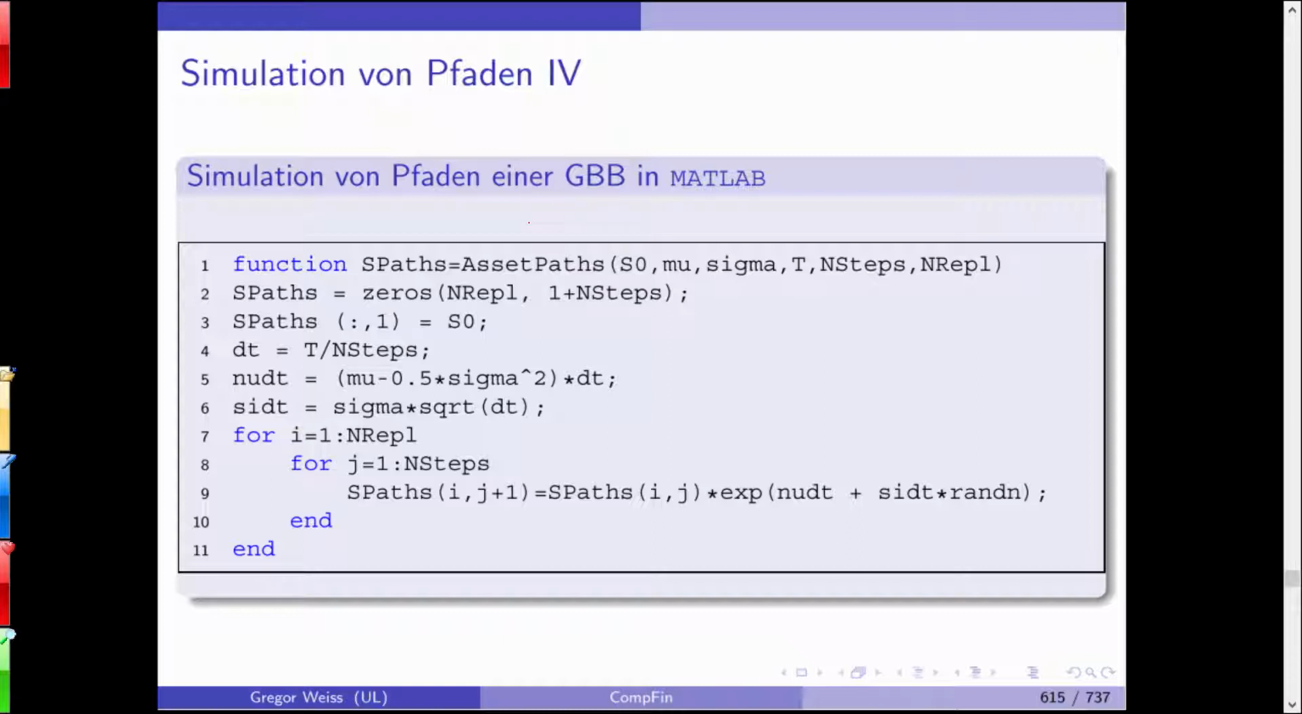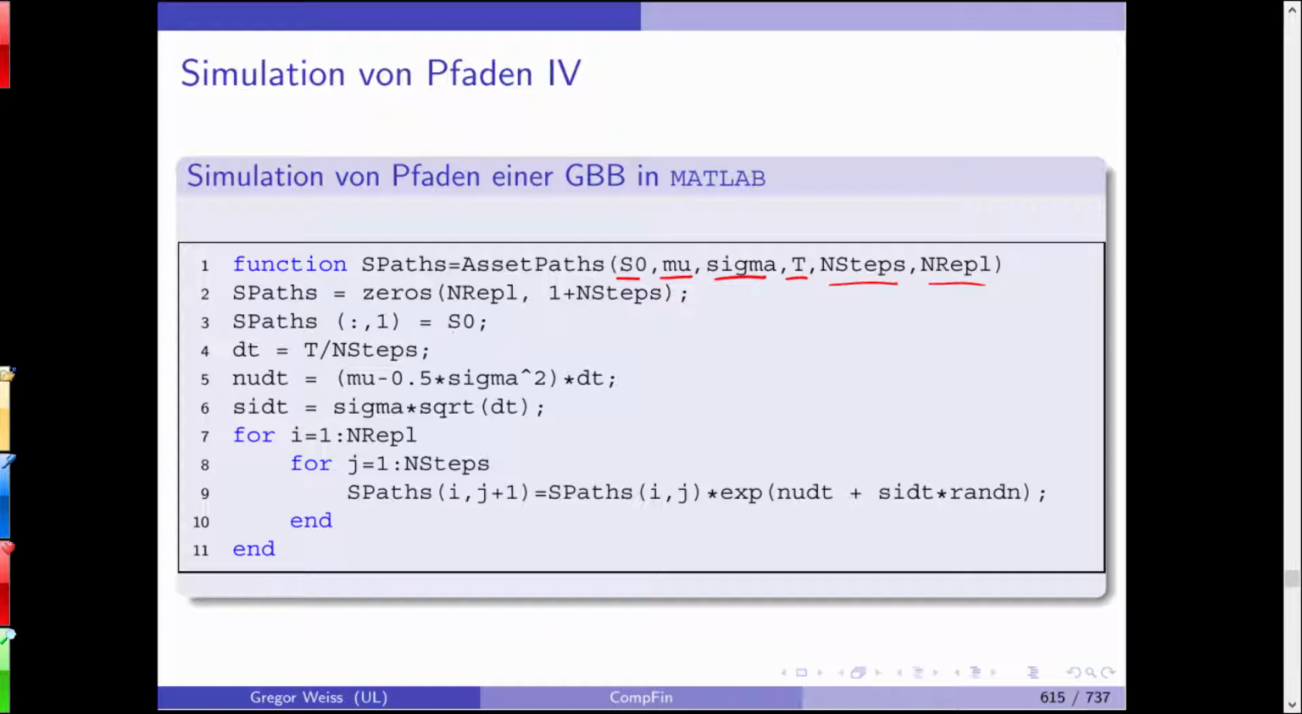We want to simulate a path from a geometric Brownian motion. We need the starting price, we need mu, we need sigma, we need the maturity, for how long do we want to simulate, and how many steps, and how many paths. And REPL is just the number of simulations we want.